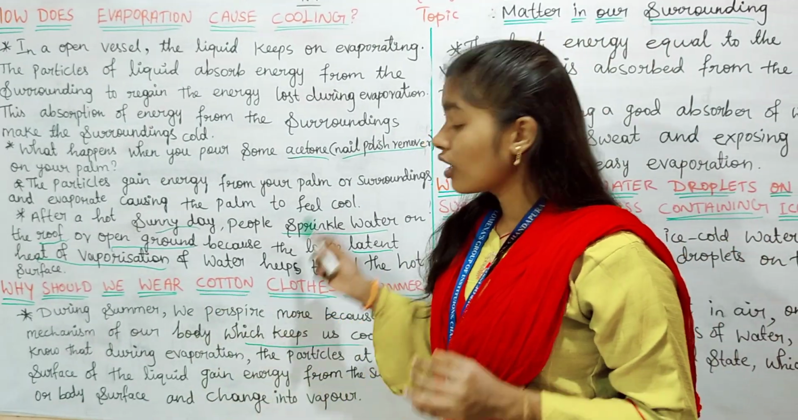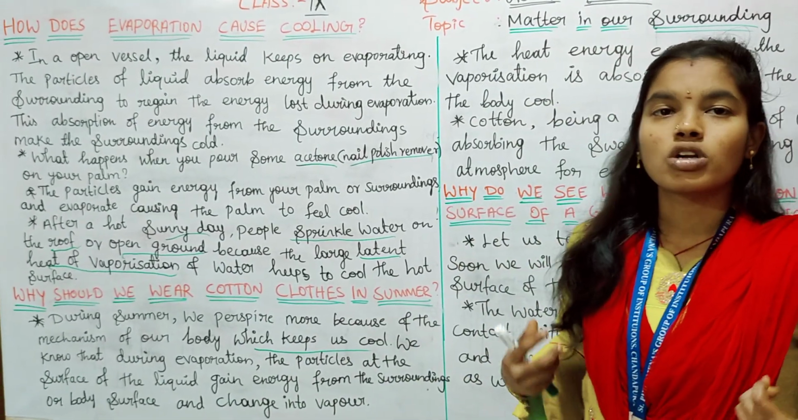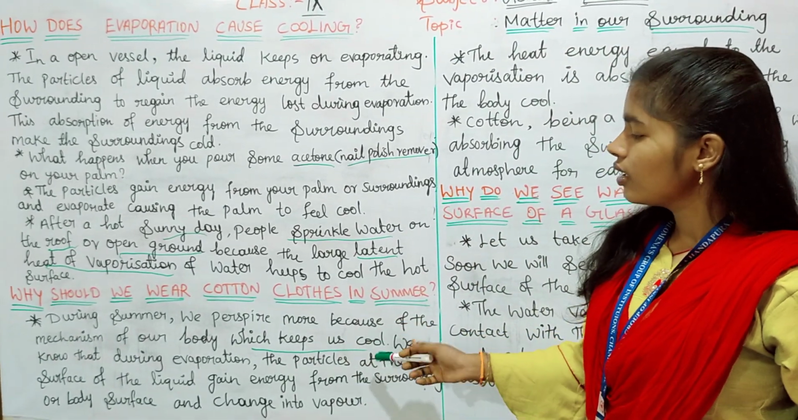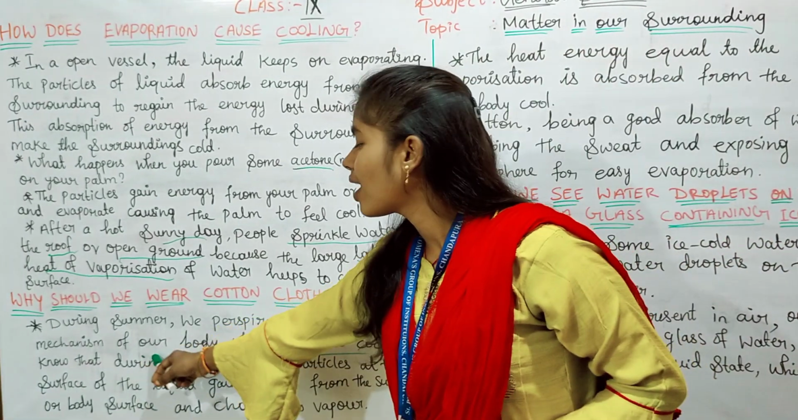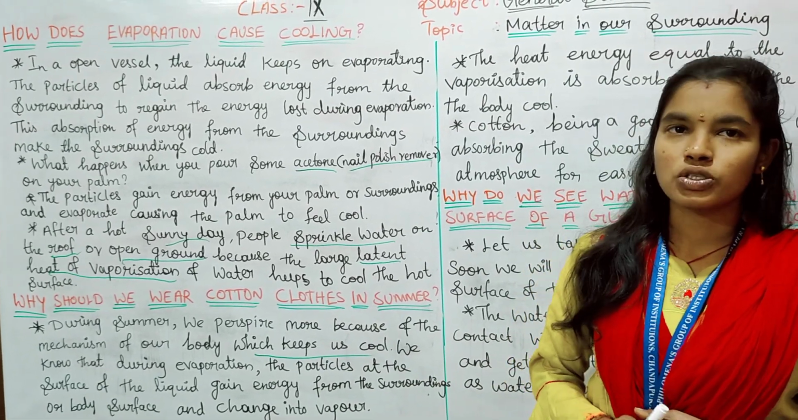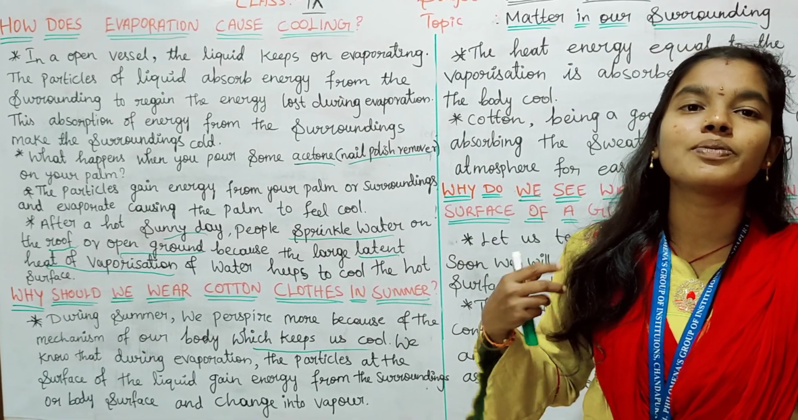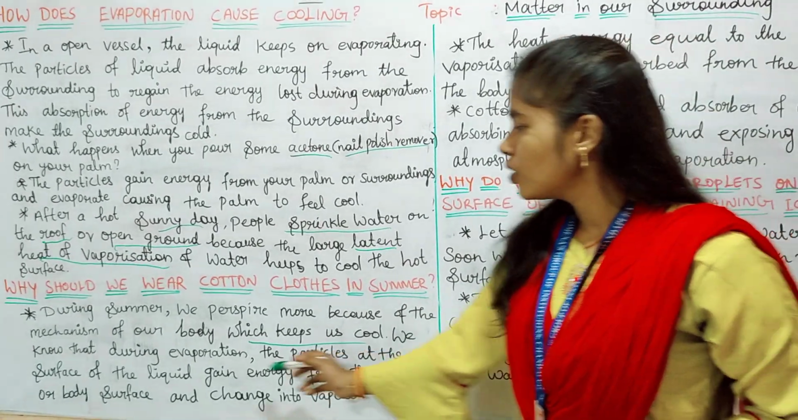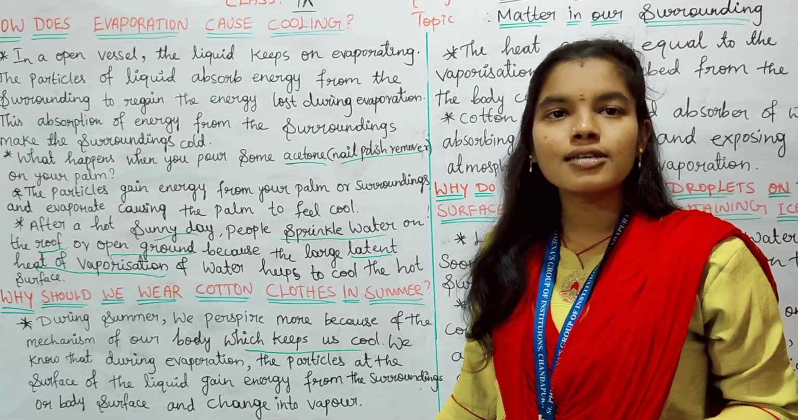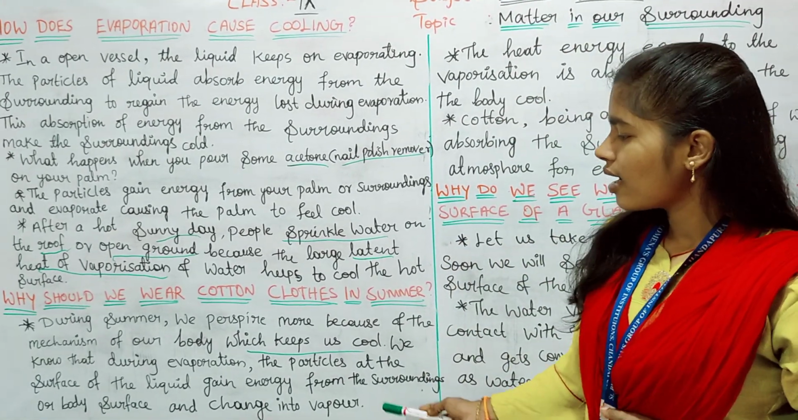So why should we wear cotton clothes in summer? During summer we perspire, we feel more sweating. The water is coming out through the pores present in the skin as a result of heat. We perspire more because of the mechanism of our body which keeps us cool. When we are sweating more, the body is working its mechanism that makes us cool. We know that evaporation causes cooling, and the particles absorb energy from the surroundings and make the surroundings cool. All those things we have discussed.